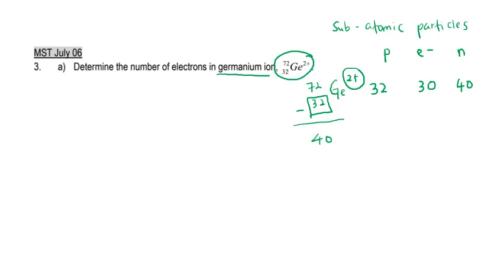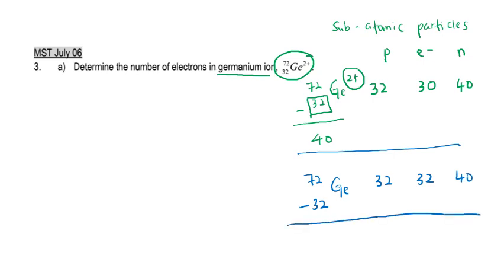How about another case? If we have the germanium atom, Ge 72 32, the number of protons is 32. The number of electrons is also 32 because there is no charge in the isotope notation. So the number of protons and electrons is equal. The number of neutrons is still the mass number minus the proton number, which equals 40.